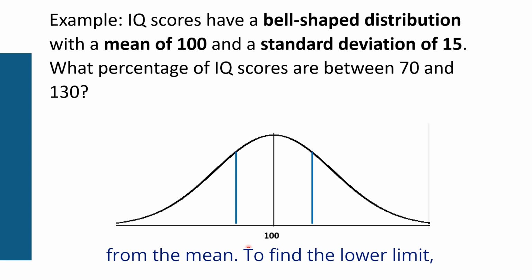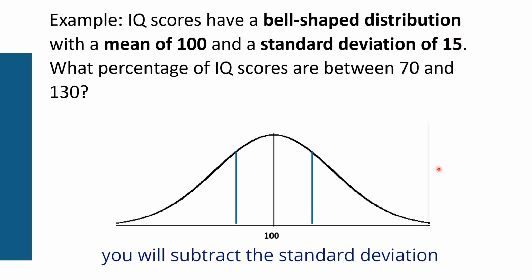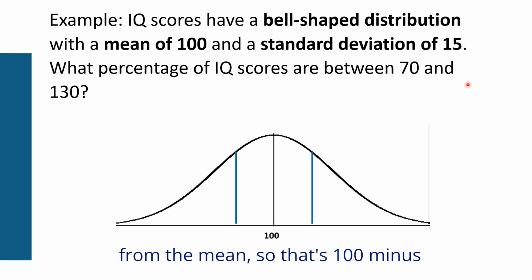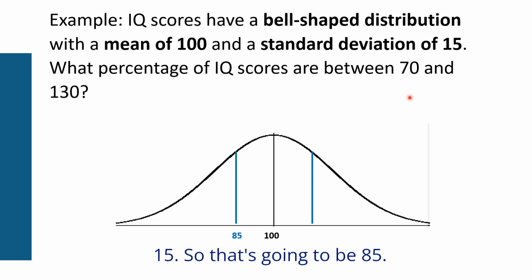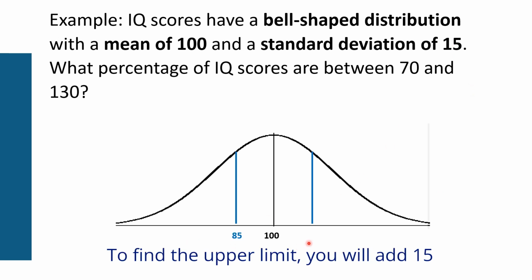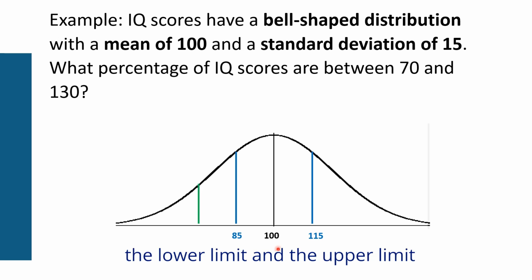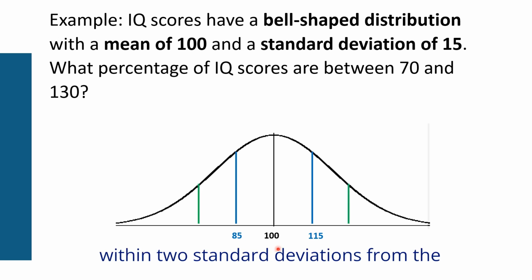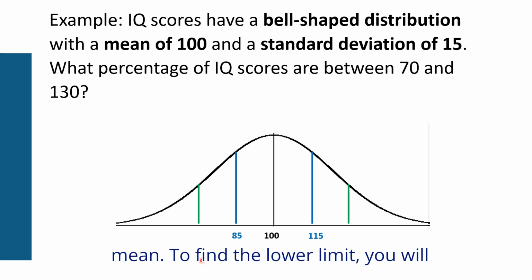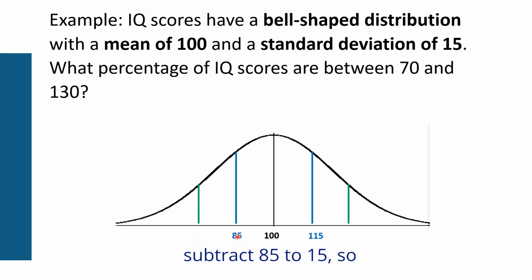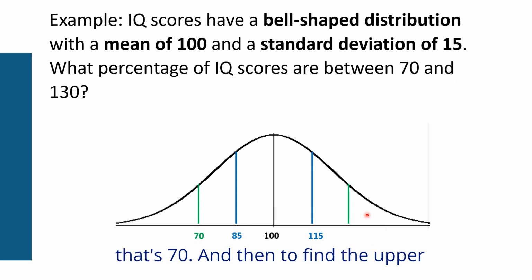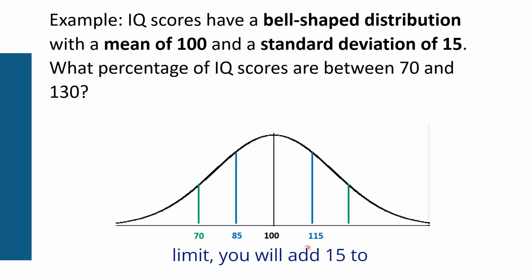To find the lower limit, you will subtract the standard deviation from the mean, so that's 100 minus 15, so that's going to be 85. To find the upper limit, you will add 15 to the mean, so that's 115. Now we need to find the lower limit and the upper limit within two standard deviations from the mean. To find the lower limit, you will subtract 15 from 85, so that's 70. And then to find the upper limit, you will add 15 to 115, so that's 130.